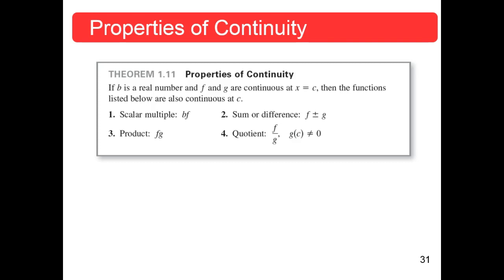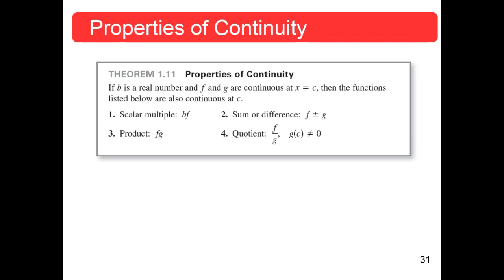So let's start with, on the x-axis, b is any real number. And f and g are two functions that are both continuous at x equals c. So let me back up a bit. I thought we were going to say x equals b. C is on the x-axis, okay? B is any real number. F and g are continuous functions at some point x equals c, and they're continuous there, okay? Then the functions listed below are also continuous at c.